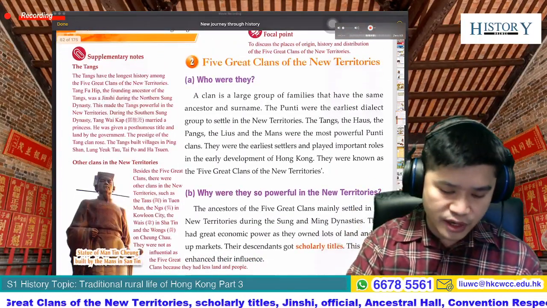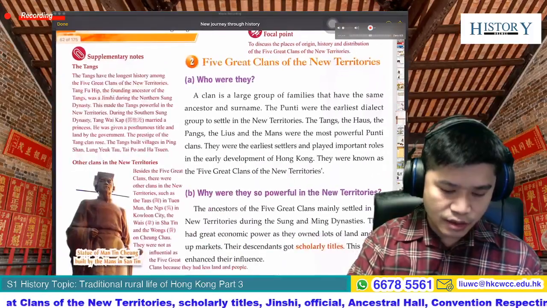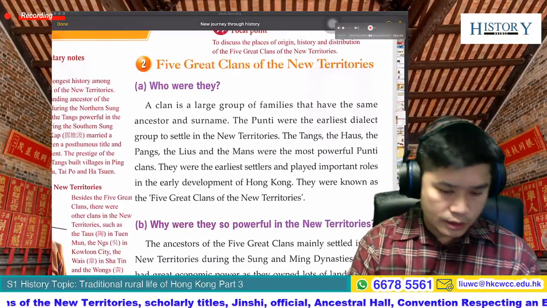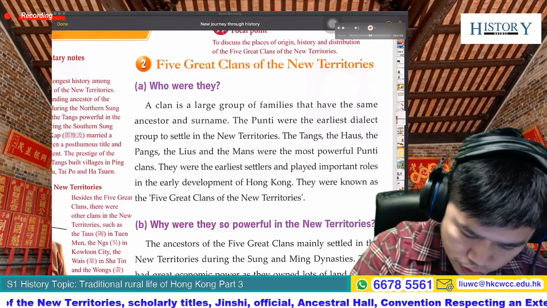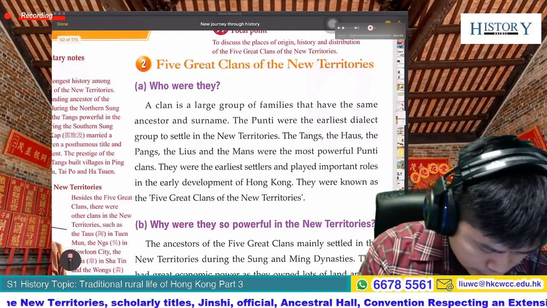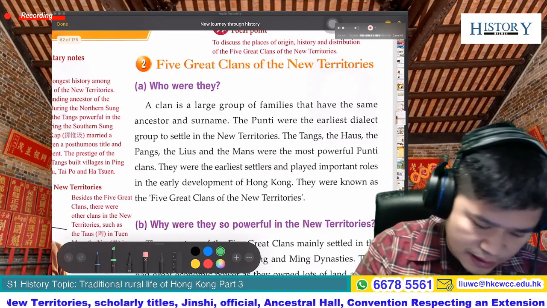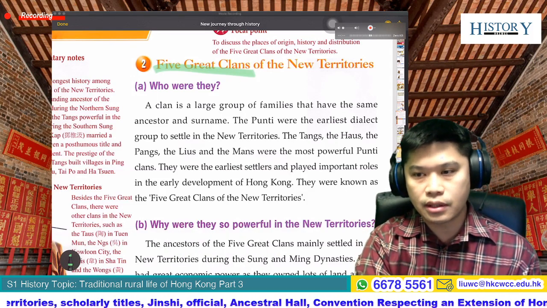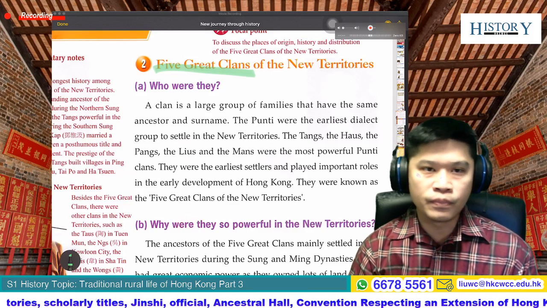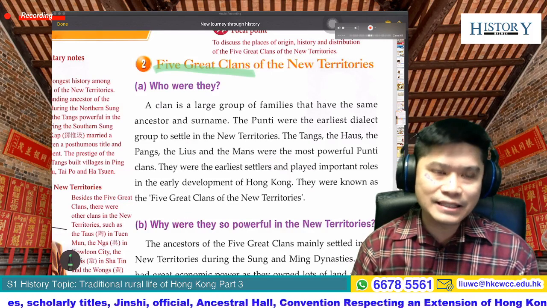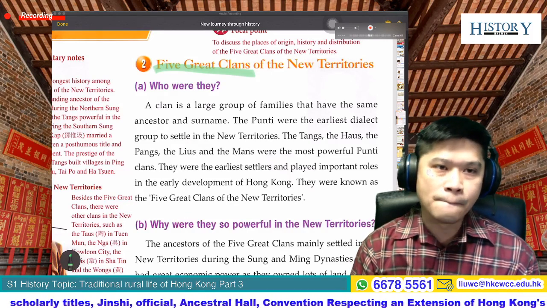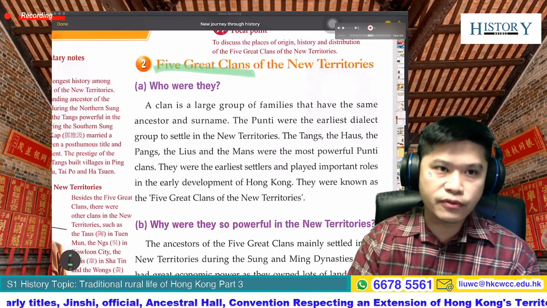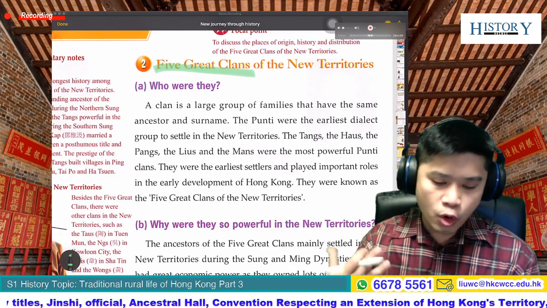The five great clans of the New Territories. First, you have to highlight the five great clans of the New Territories. In Chinese, we can call it 香港新界嘅五大姓族. So who are those five great clans, or what are they?